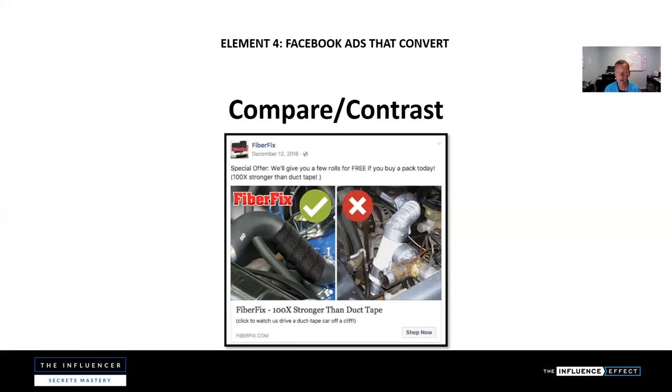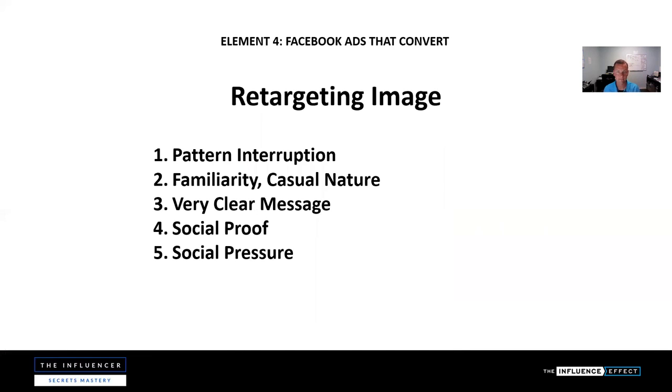And they're saying it's stronger. Hey, we're ready to ship this out today. So you could use these types of images, a compare and contrast type of image. You can use a retargeting image, and this will create pattern interrupt. There's familiarity with the image. It needs to have a very clear message. It can even create the social proof, social pressure.